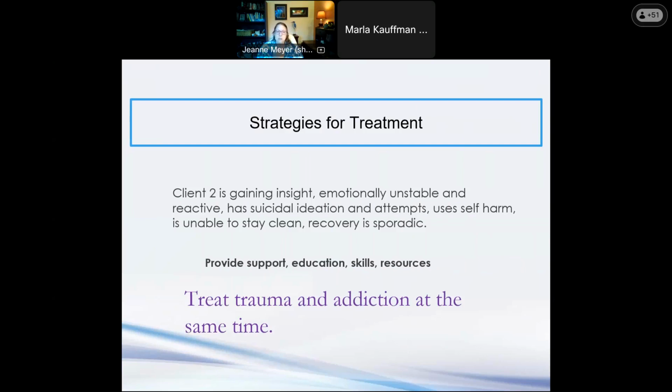But this man is probably gonna die if he doesn't get treatment for both at the same time.